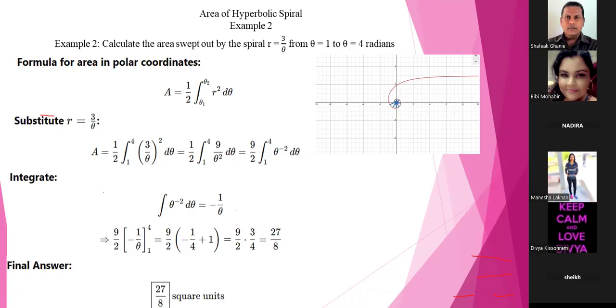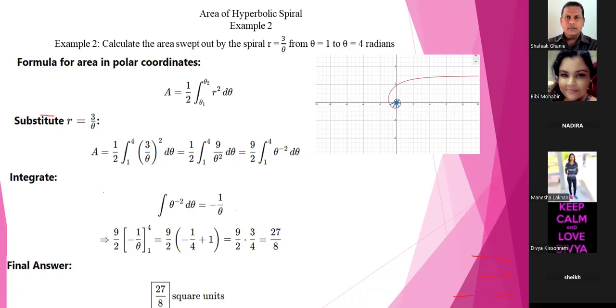Then the integral of that is negative 1 over theta. So now we evaluate from 1 to 4: negative 1 over 4 plus 1, which we simplify to 3 over 4, and we can multiply the results, and we have 27 over 8, which is approximately 3.375.